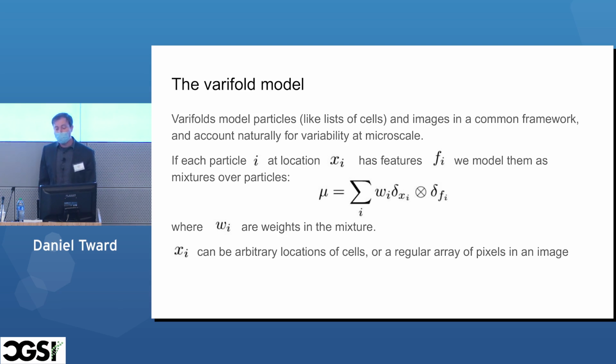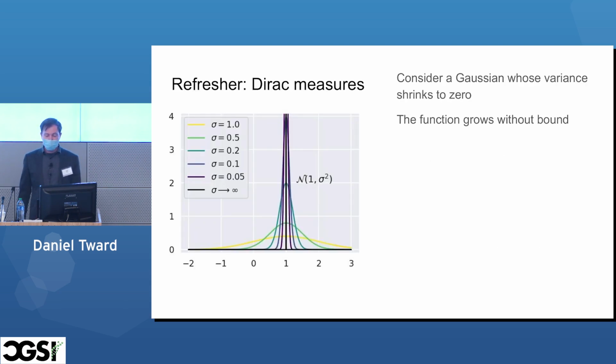And as I mentioned, xi can be arbitrary locations, like lists of cells, or it can be regular arrays, like images. So I know a lot of the work in genetics is discrete, so for people who are not so familiar with these symbols, delta functions, I'm going to do a little bit of a refresher. These are called delta Dirac measures, and if you refer to them as functions, certain mathematicians will start yelling at you, but it's okay to call them functions from my point of view if you want.